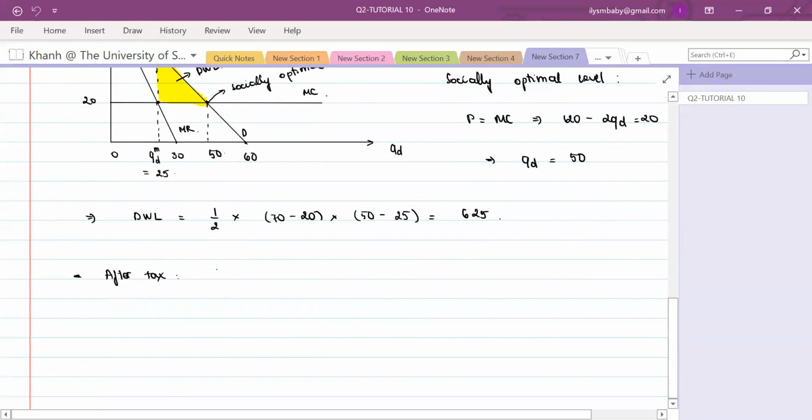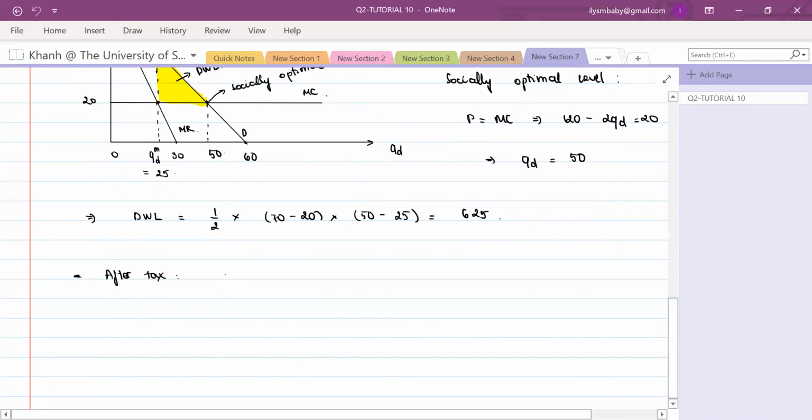the marginal cost for the firm is not only equal to $20 as before, but it's now equal to $20 plus the $20 of tax. Because for every unit the firm is selling to the market, apart from having to pay $20 for the cost, it now has to pay another $20 to the government. So the marginal cost for the firm now is going to be $40 instead of $20 as before.